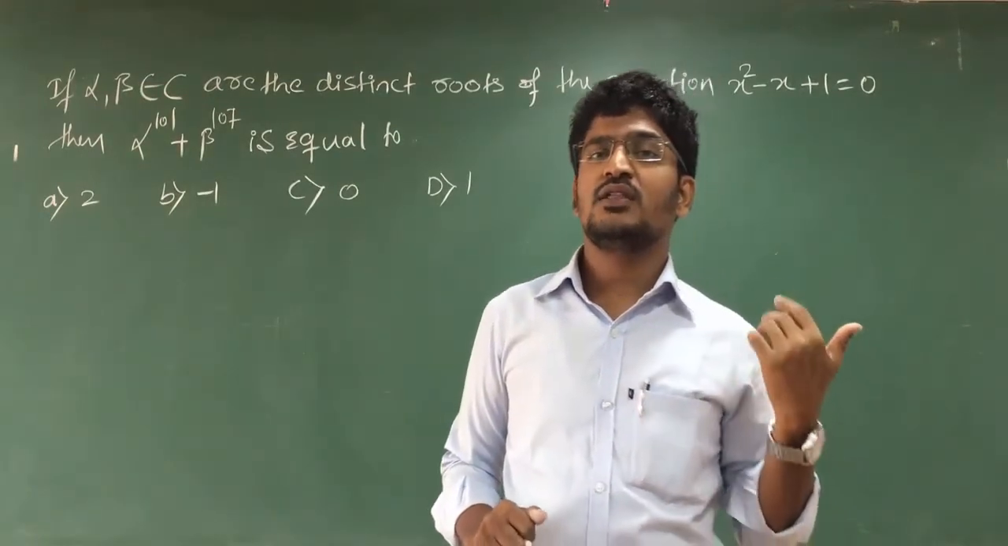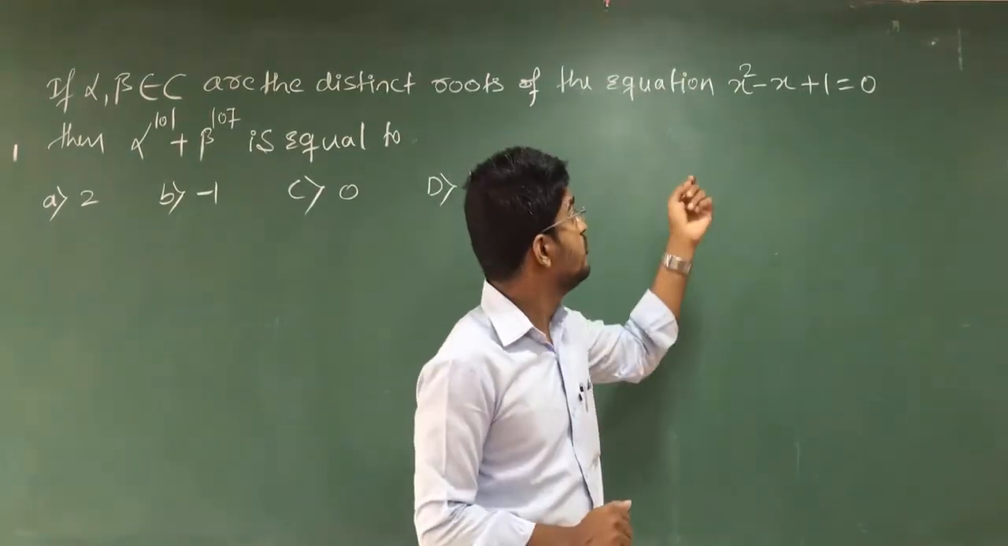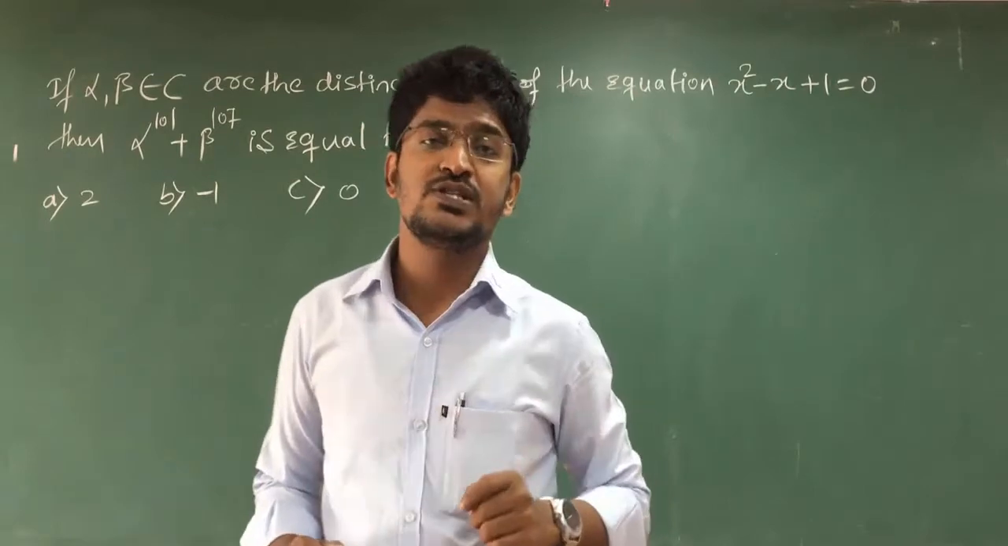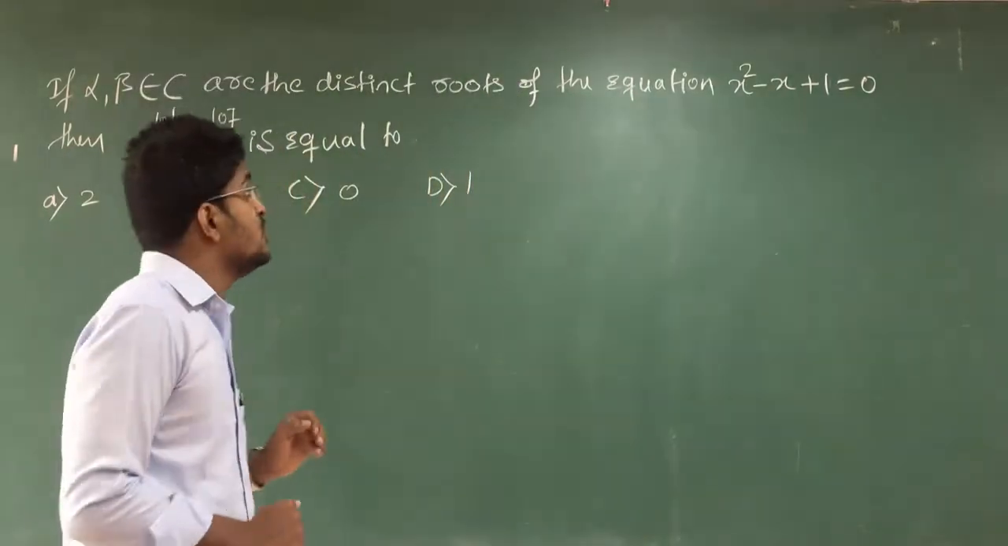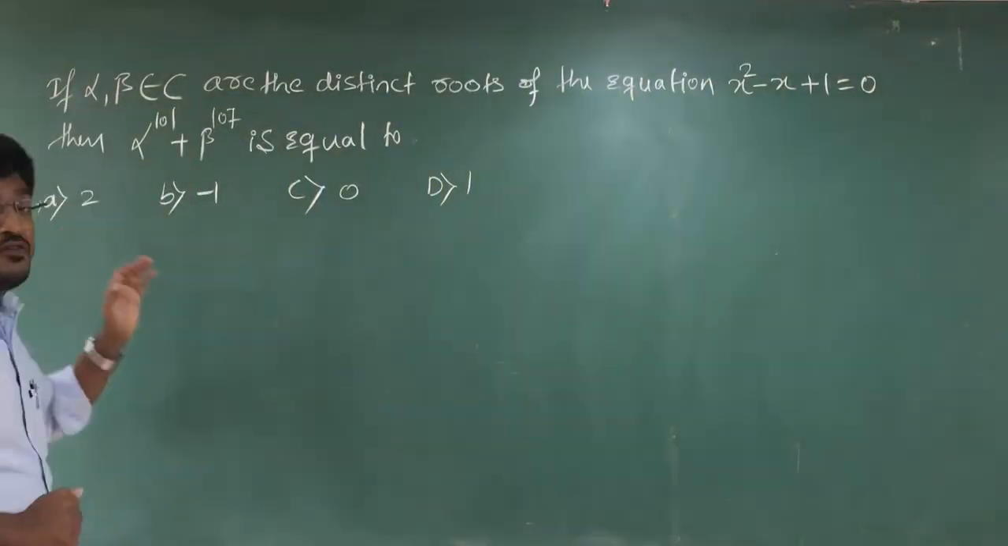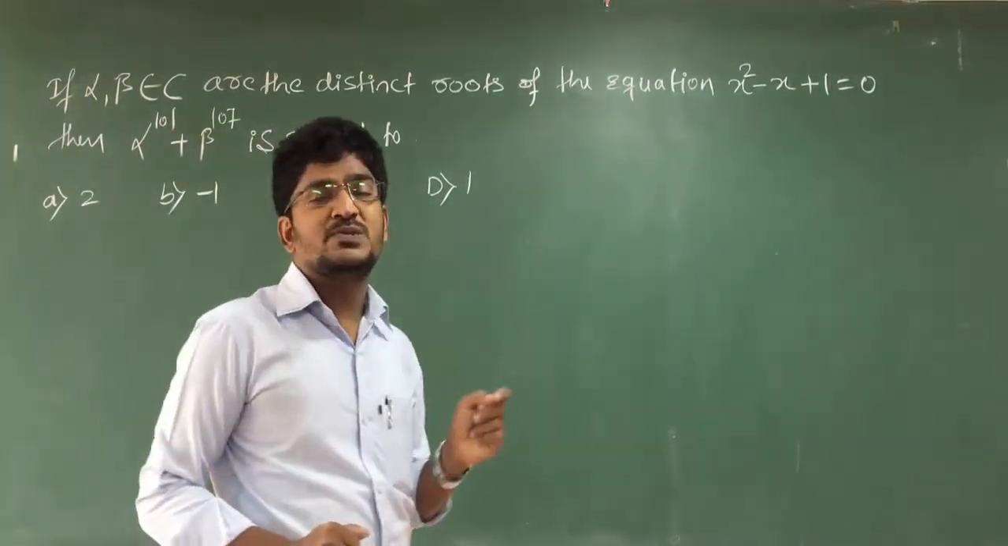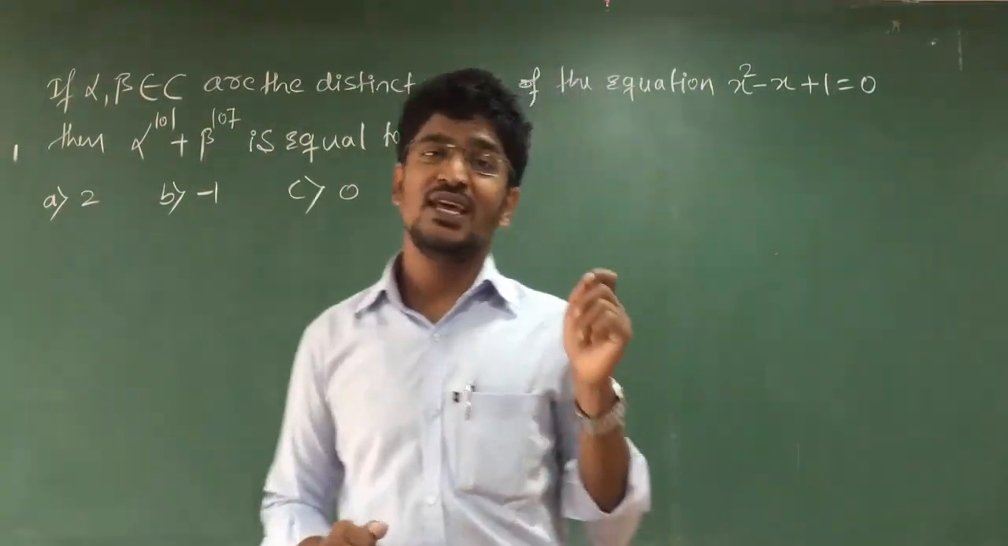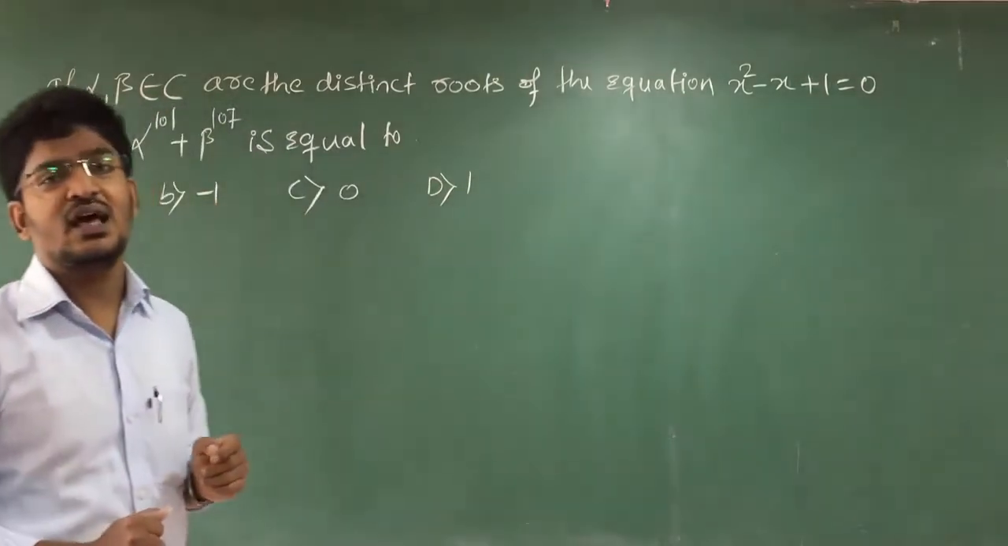That means alpha and beta are the complex numbers. They are the roots of x square minus x plus 1 equal to 0. Clear? So now what they are asking: alpha to the power of 101 plus beta to the power of 107 will be equal to what they are asking.